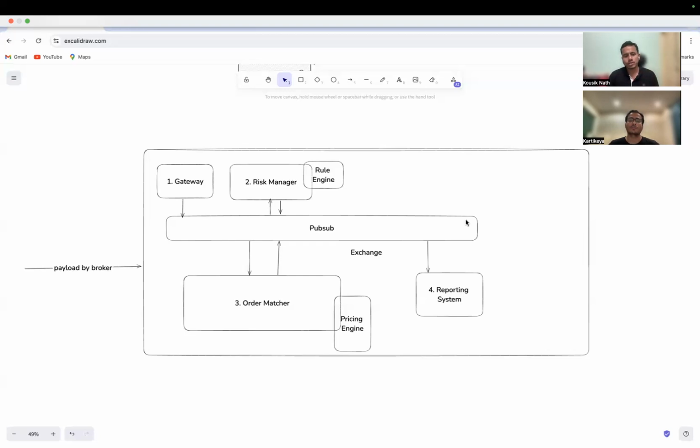Okay, we need to discuss how the order matcher maintains the data of the symbols, like what is the buy volume, what is the sale volume, at what price. But before that, do you have anything else in your mind?